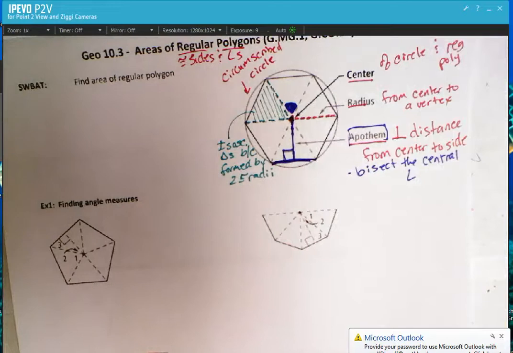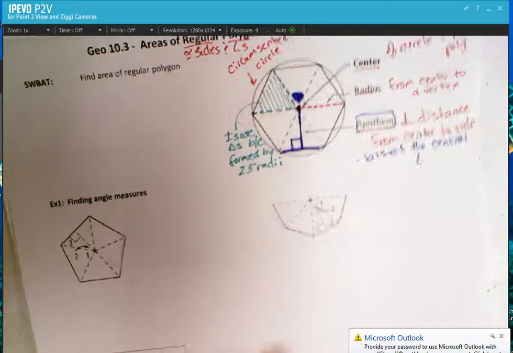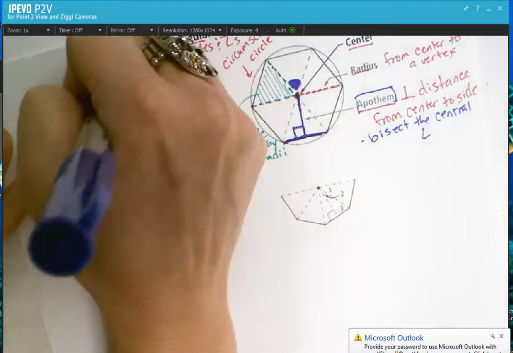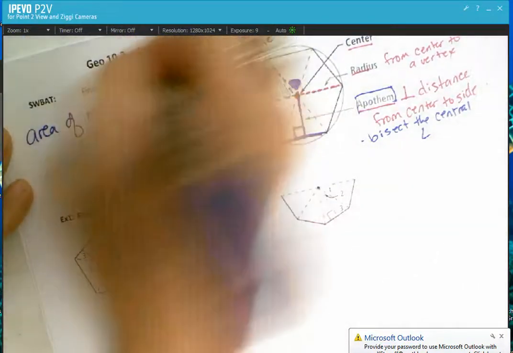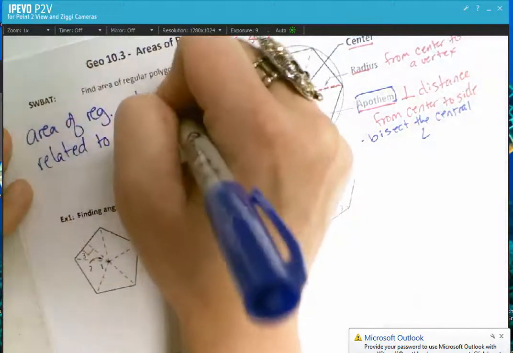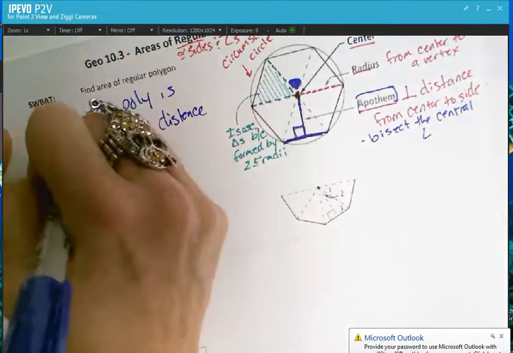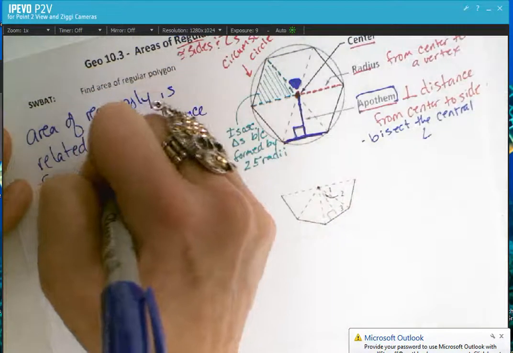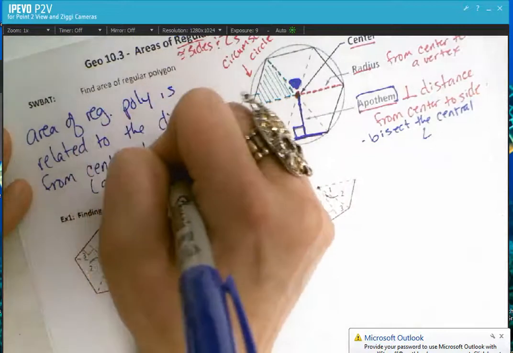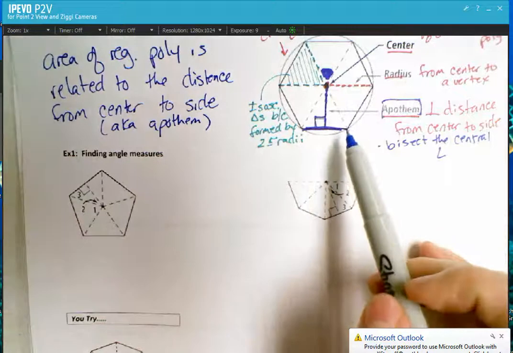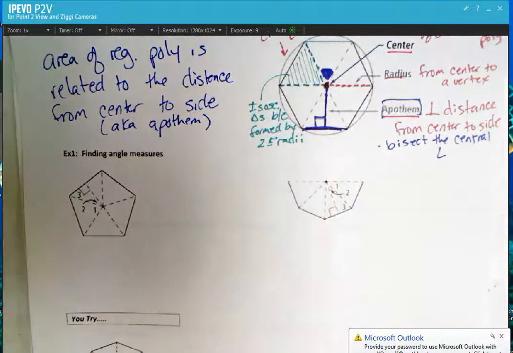So generally speaking, though, we have a relationship between the area of a polygon, a regular polygon. The area of a regular polygon is related to the distance from center to side, also known as the apothem. So there's a relationship between the apothem and the area of this regular polygon.